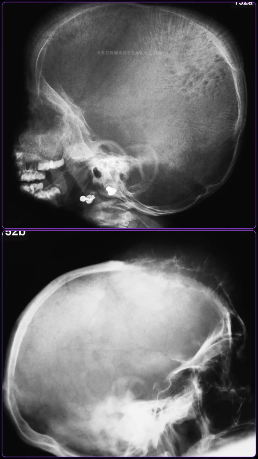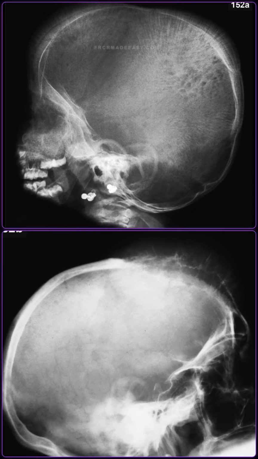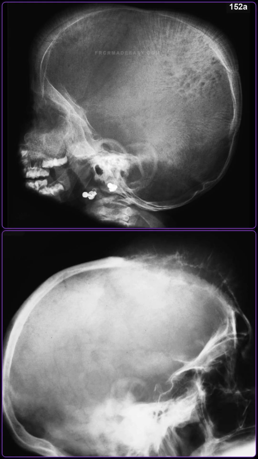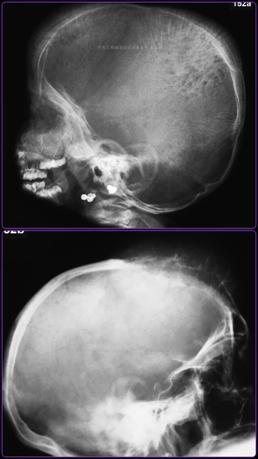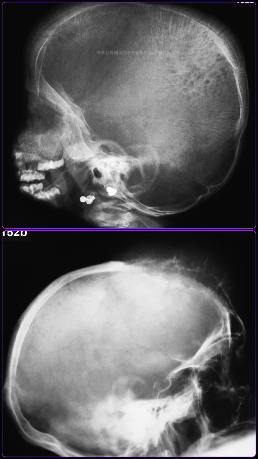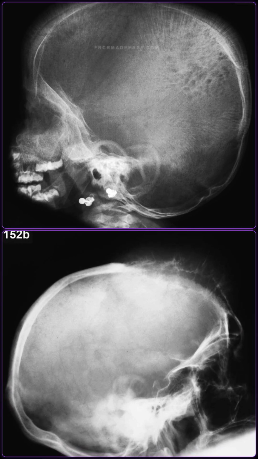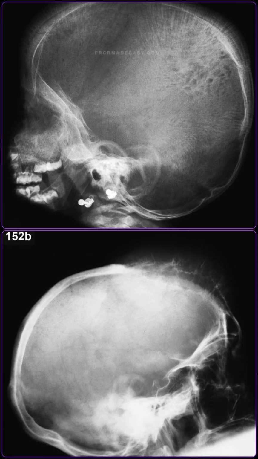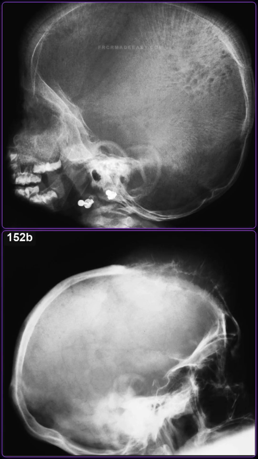I would also recommend a chest radiograph to evaluate for cardiomegaly and paraspinal masses representing extramedullary hematopoiesis, and an abdominal ultrasound to check for hepatosplenomegaly and gallstones. I would communicate the findings to the pediatric hematology team to coordinate regular blood transfusions and iron chelation therapy.